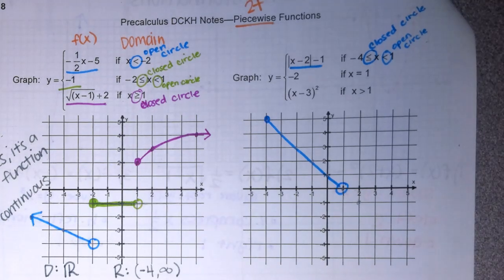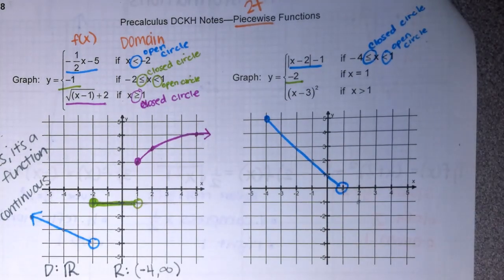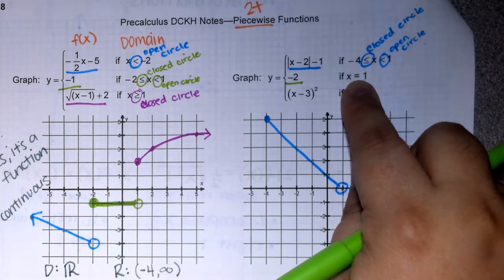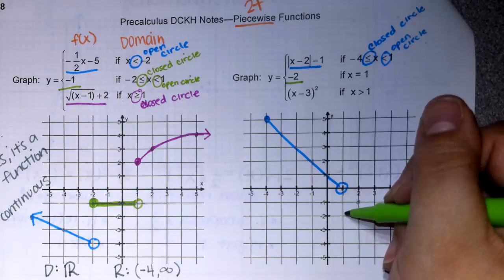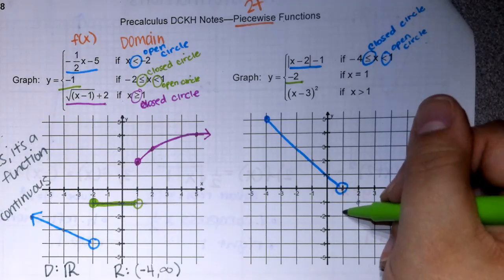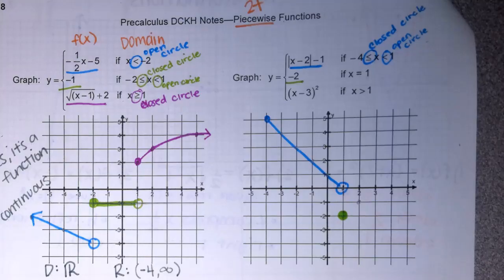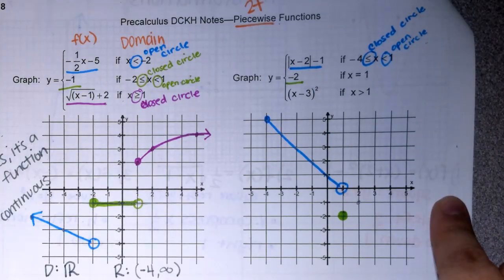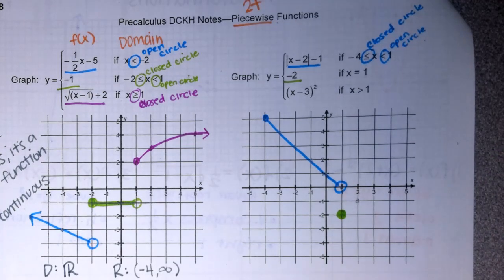How do I do this next one? Y equals -2. That's a line, but it's only at x equals 1. It's just a point. What kind of point? A closed circle. A point. Because it says y equals -2, that's normally a line, right? But it doesn't have an interval here. It just has 1, so I put a point.